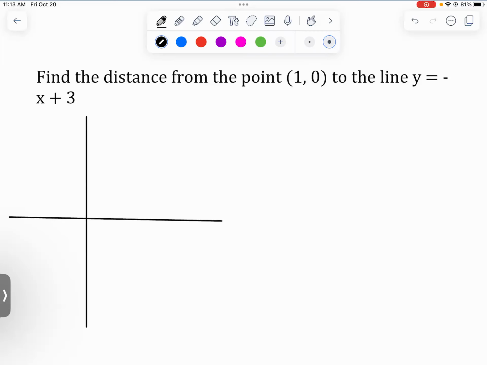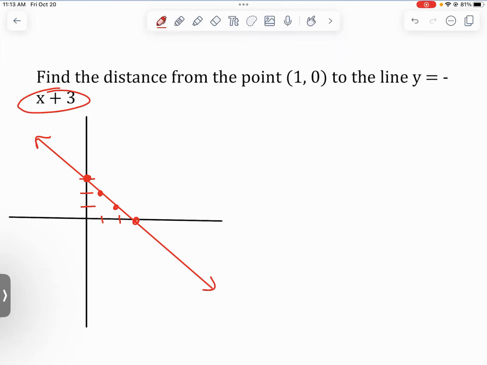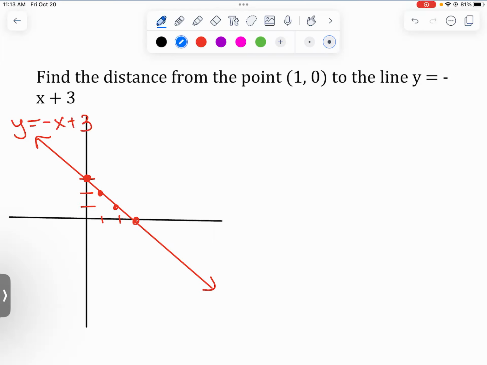Y equals negative x plus 3. How do I graph that? Start at 3. -1, yeah, and my slope is -1. Okay, and my point is 1, 0.